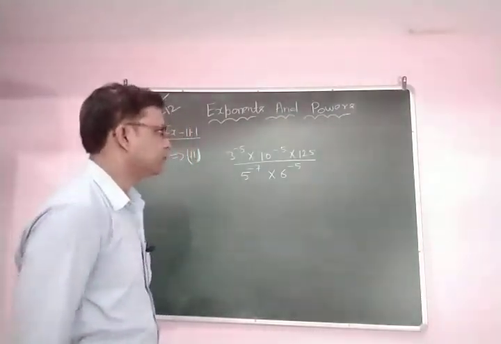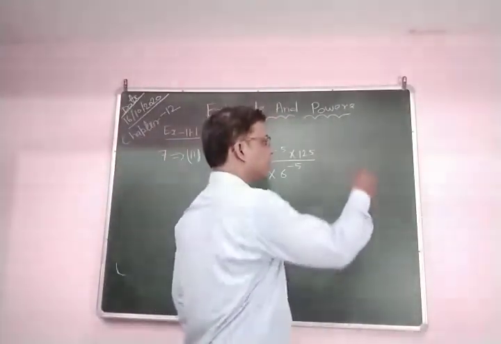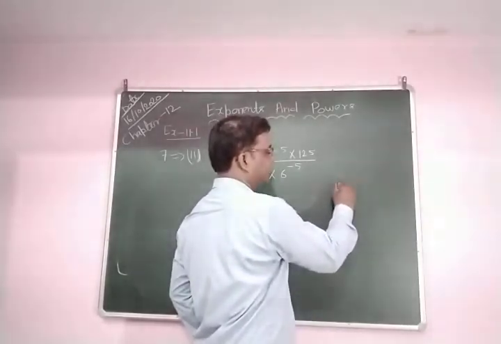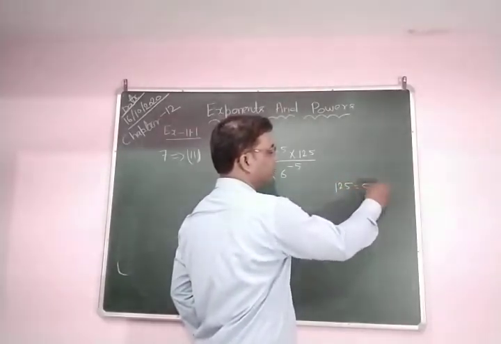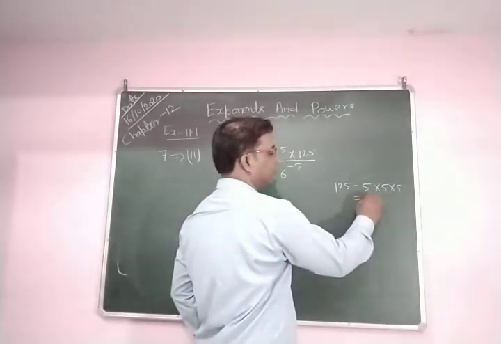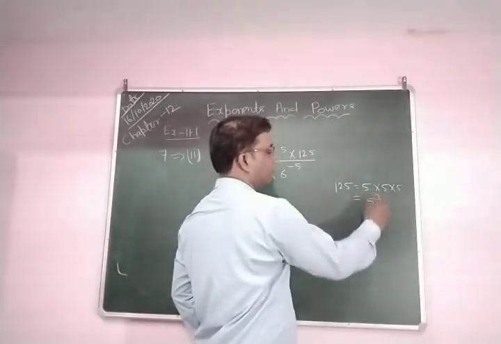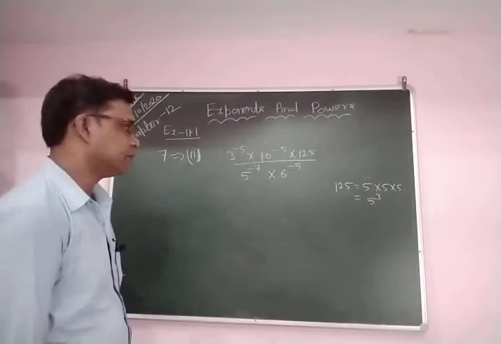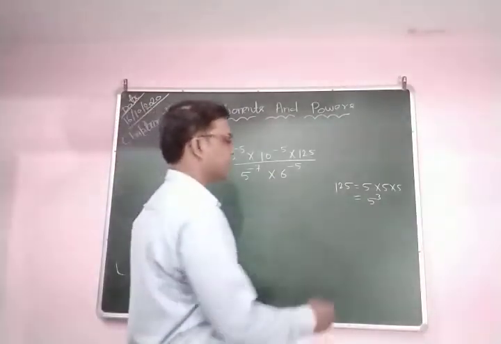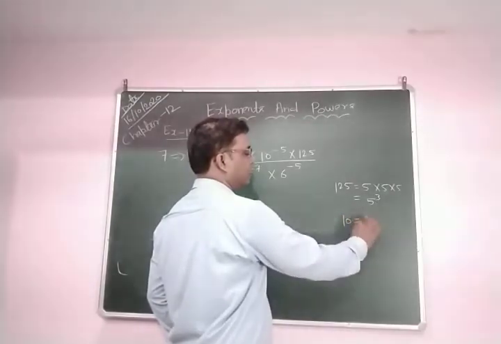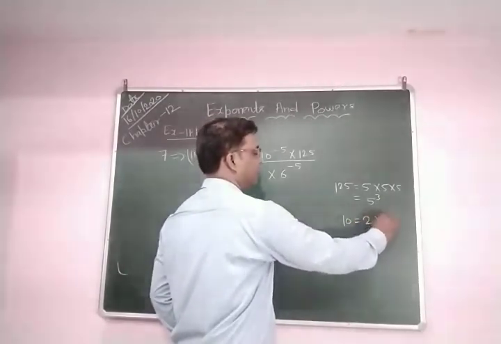So first, we know very well, we can write 125. This is equal to 5 into 5 into 5. You can write it as 5 power 3. 125 means 5 power 3. Again, 10. We can write, what is 10? 10 you can write as 2 into 5. 2 into 5 is 10.